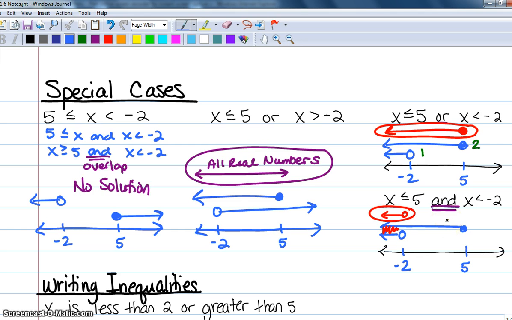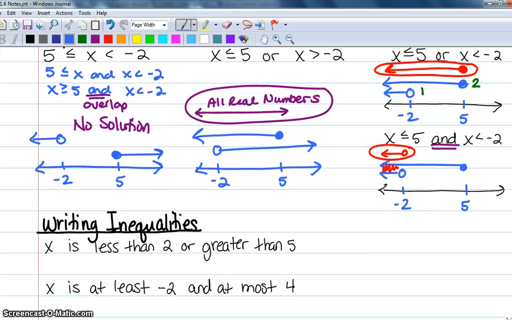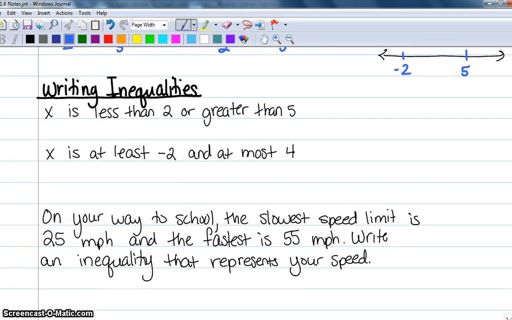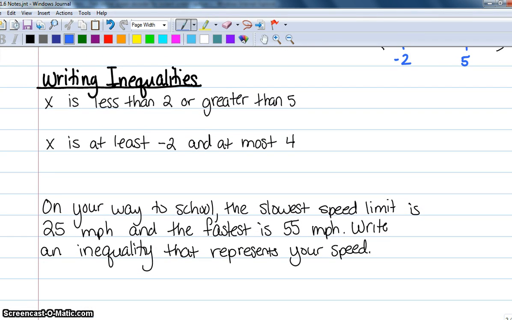It's only the numbers that they share. So set 1 is a smaller subset inside of set 2. So the only numbers they share is actually the smaller set of negative 2 and smaller. Just remember, or means combine everything from both into one, and means only what they both have. What do they share?